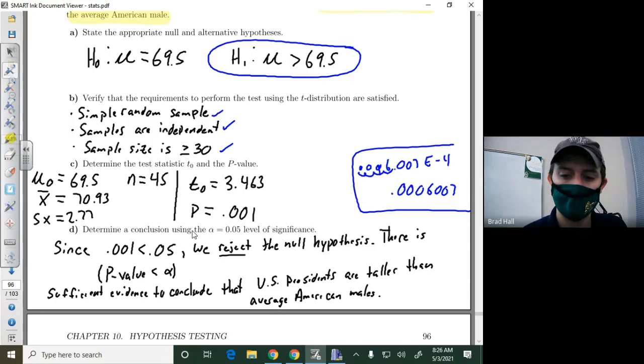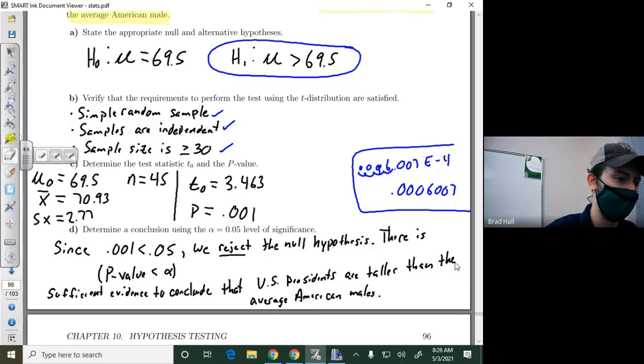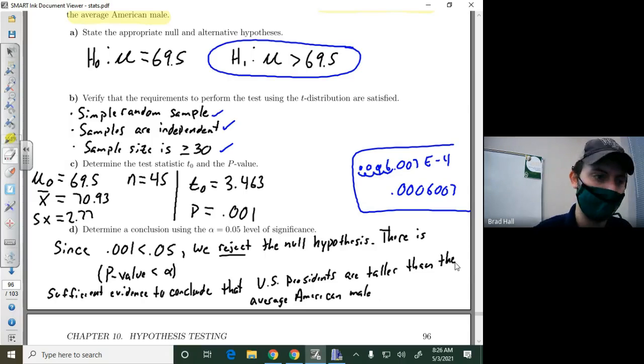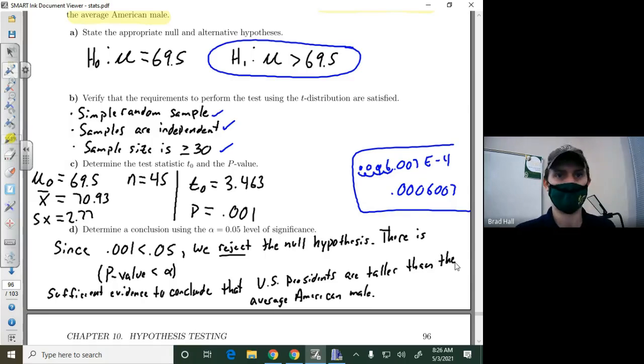I guess the average American male, singular. That's what hypothesis testing gives us. It gives us some idea of intuition and proves it using defined techniques. So again, a lot of this should be very familiar.